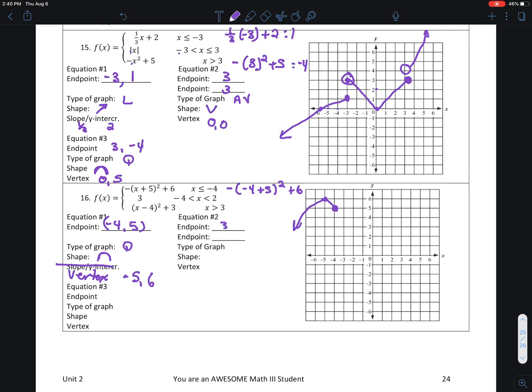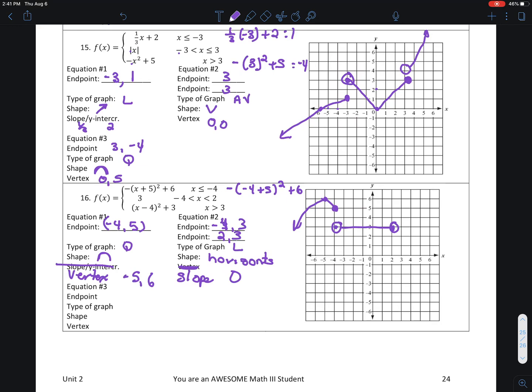The middle graph is just a horizontal line. So it doesn't matter what I put in here, I'm always going to get 3. So I have -4, 3, and +2, 3. And so that's going to be a horizontal line, open circle on both of those, open-ended on both of those, and shaded in between. So if you wanted to type graph, it's linear. Its shape is horizontal. And it has a slope of 0.